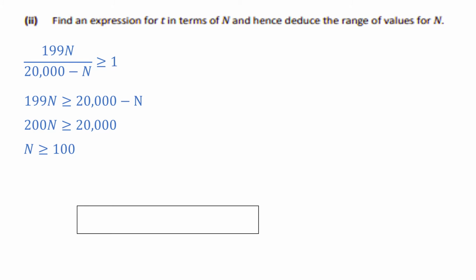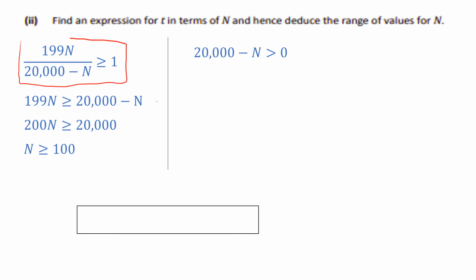But do I have a cap? Is there a number that it can't exceed? So for this one, I'm going to go back and understand, well, if I want this fraction, let me show you which fraction I'm looking at. If I want this fraction greater than or equal to 1, I'm multiplying both sides by the denominator, and that's okay because the denominator is positive. And that's important. So that denominator has to be greater than 0.